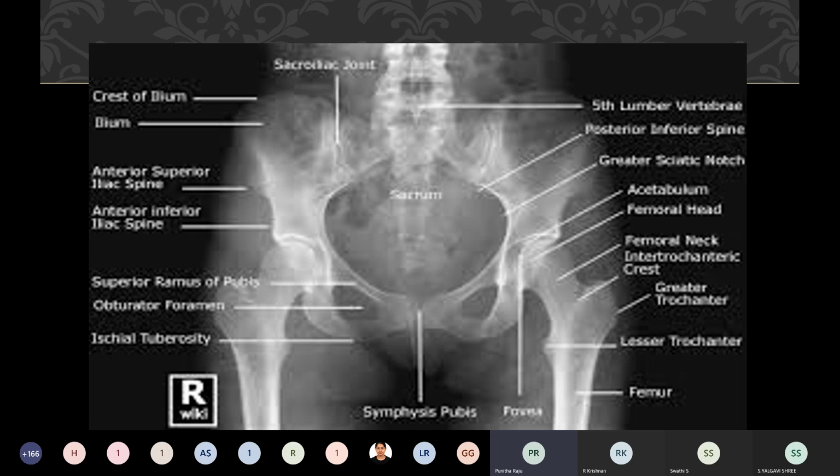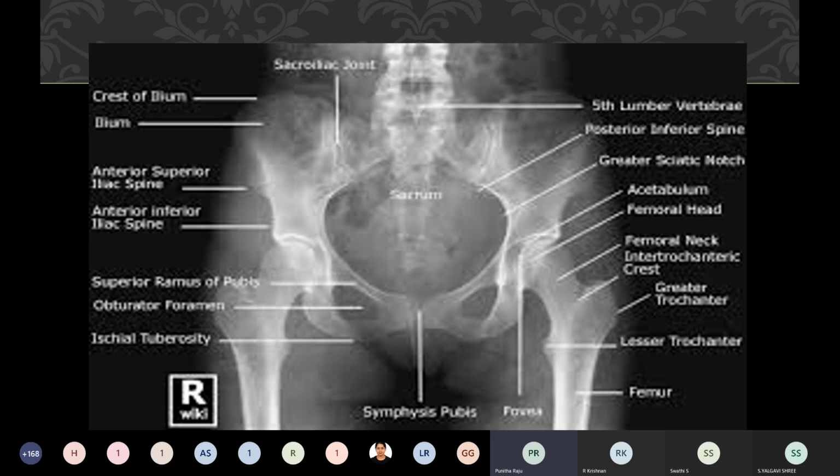The next is the ischial tuberosity. Here you have the labeling for the ischial tuberosity on your left-hand side. Next to the ischial tuberosity, you have the ischiopubic ramus. These are the few parts you are supposed to know in the pelvic joint. The next are the head of the femur, the greater trochanter, and the lesser trochanter. These are the things you're supposed to know in the pelvic joint which will be asked.